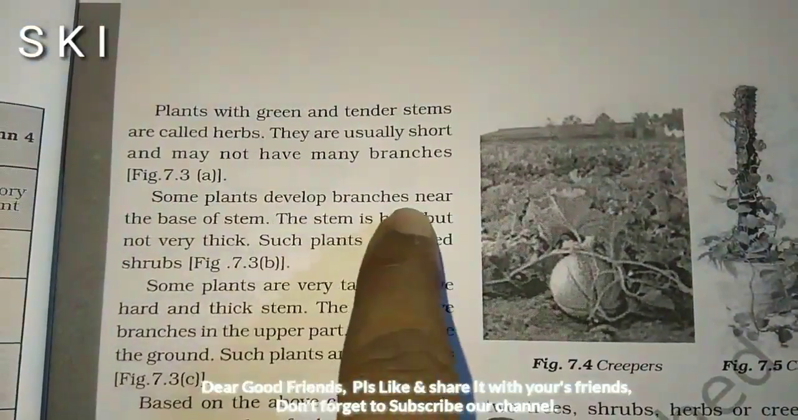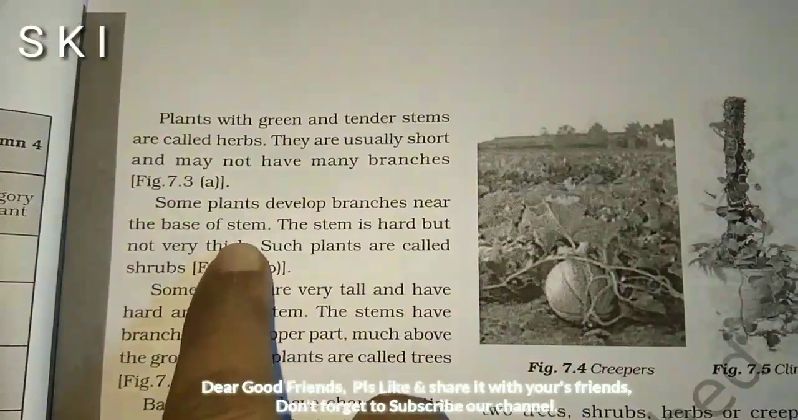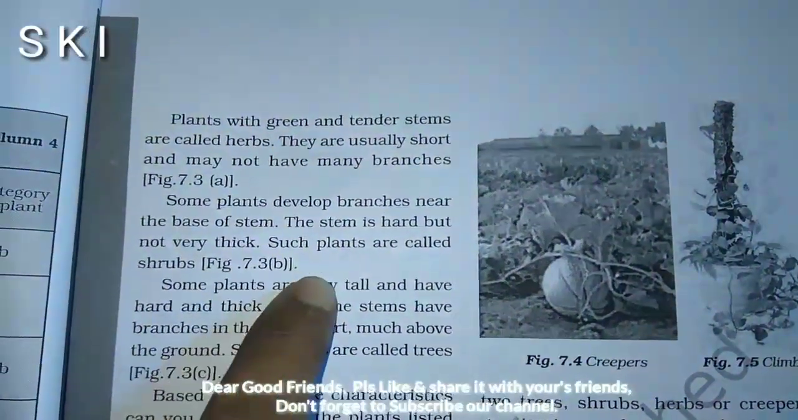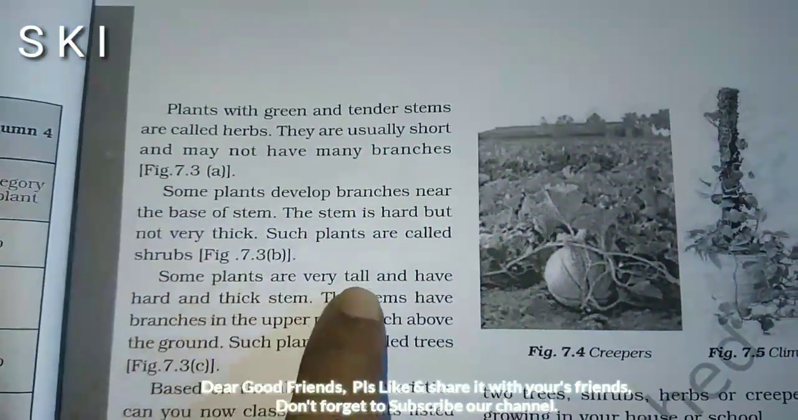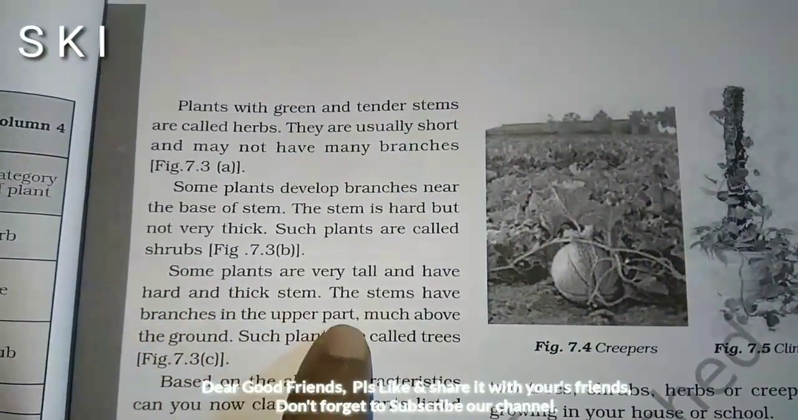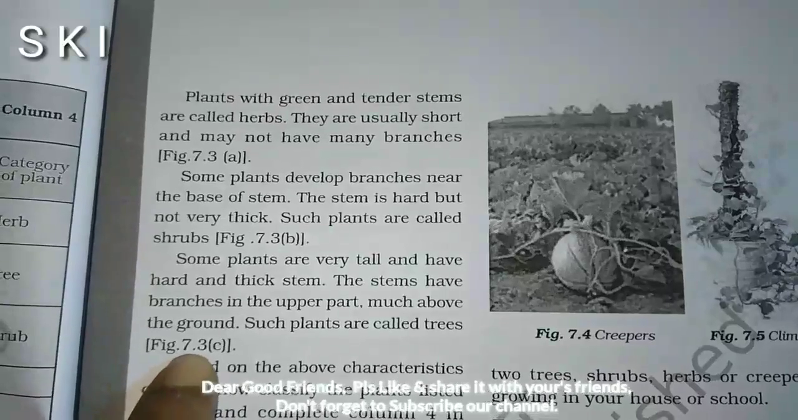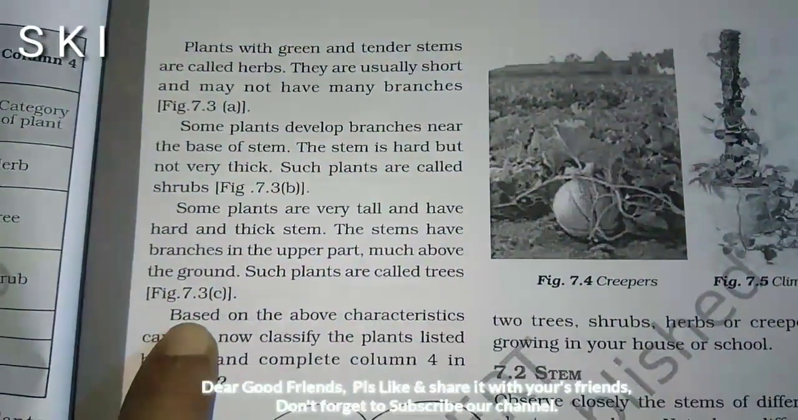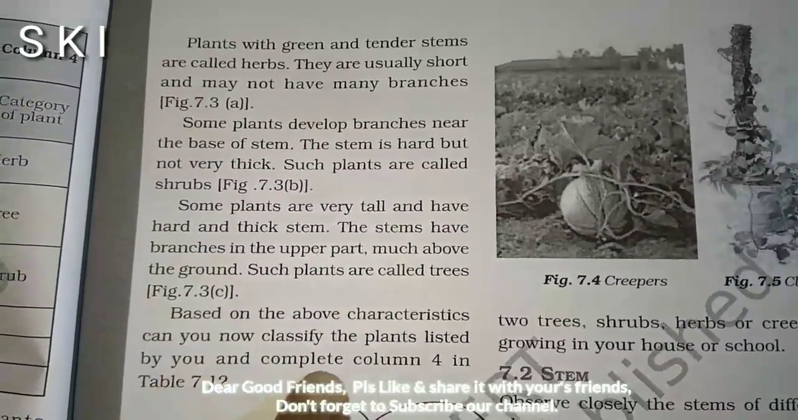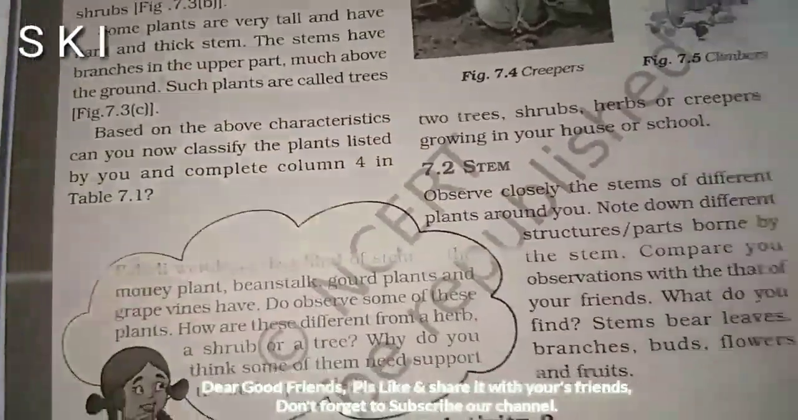Some plants develop branches near the base of the stem. The stem is hard but not very thick. Such plants are called shrubs. Figure 7.3 B. Some plants are very tall and have hard and thick stems. The stems have branches in the upper part and much above the ground. Such plants are called trees. Figure 7.3 C. Based on the above characteristics, can you now classify the plants listed by you and complete column 4 in Table 7.1?